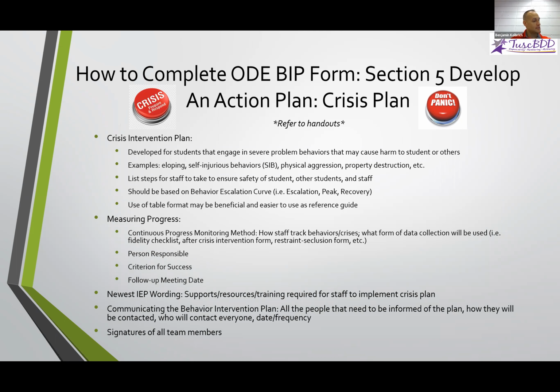Now, some students have behaviors that can be harmful to the student or harmful to others. And they need a crisis plan to know what to do when these behaviors happen. Okay, so staff knows what to do and how to handle these behaviors in the best response for that student. Some students I've worked with don't need a crisis plan because the behaviors that they have are not unsafe to the student or unsafe to others. They're not harmful in any way.